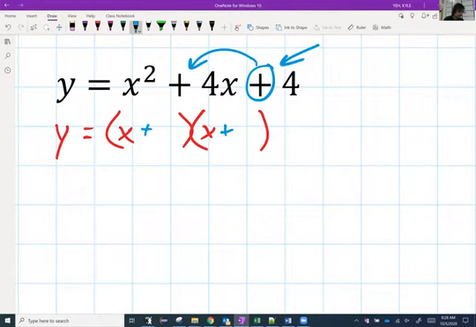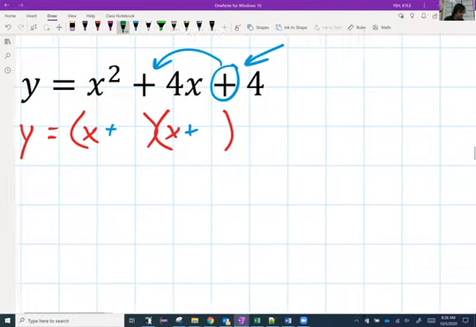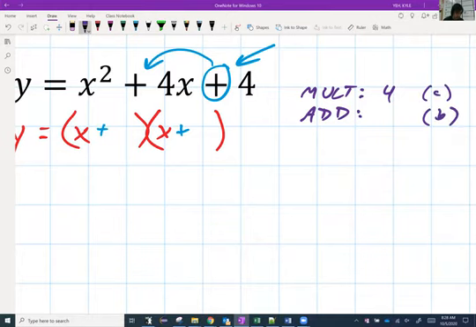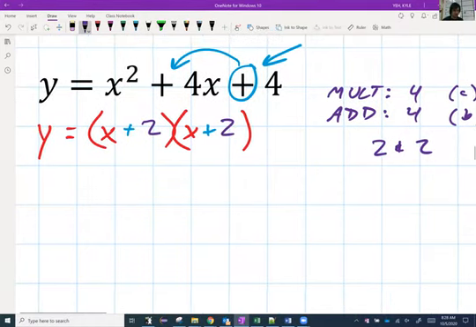X plus, x plus. Now we're over here and saying, okay, so I'm looking for two numbers that multiply to be c. So they need to multiply to be positive 4. They need to add to be b, which is also 4. So what two numbers multiply to be 4 and add to be 4? Positive 2 and positive 2. 2 times 2 is 4. 2 plus 2 is 4. X plus 2, x plus 2.